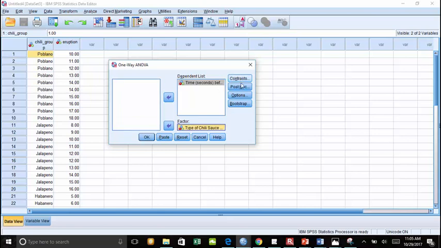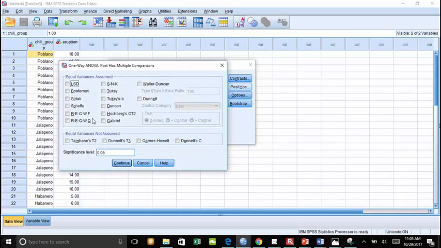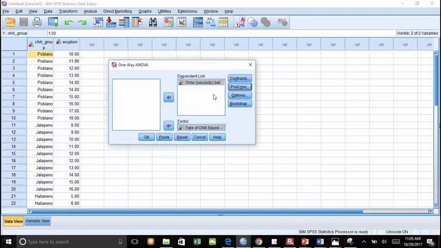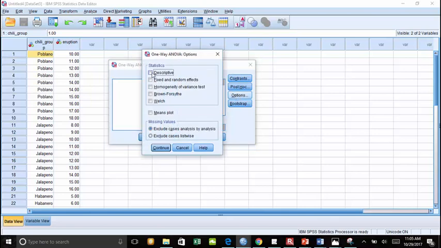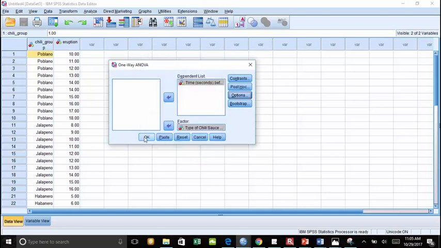Okay. Under post hoc, remember we talked about post hoc tests, and as I said, there are many different kinds. We are doing the LSD, Fisher's least significant difference test. So you just click that one, Fisher's LSD under post hoc, and continue. And then under options, we'd like our descriptive statistics. And we're going to do a means plot, just so you can sort of see what is going on. And hit continue, and then OK.